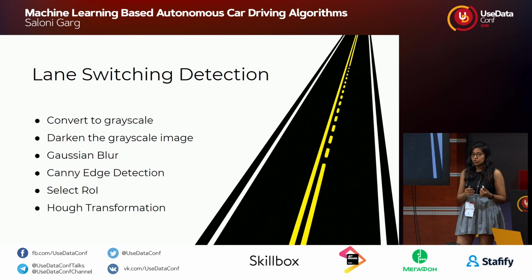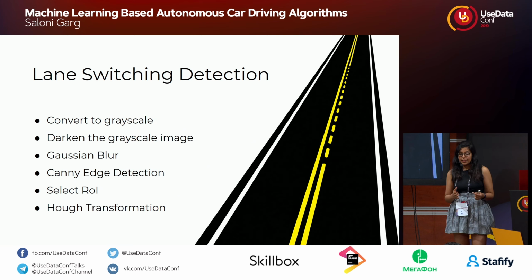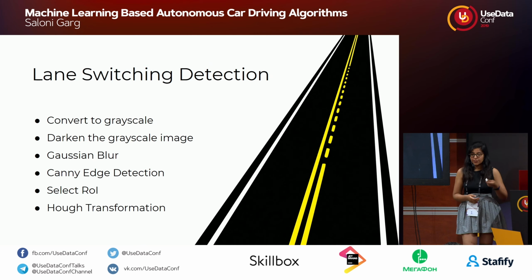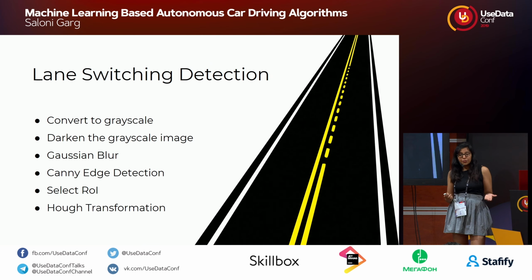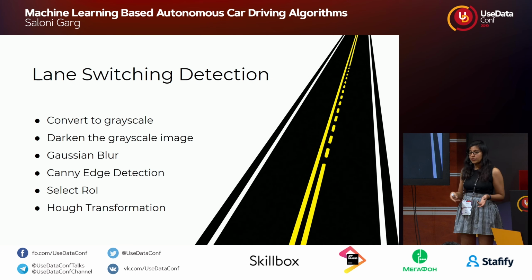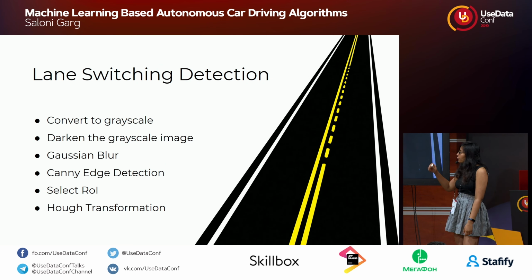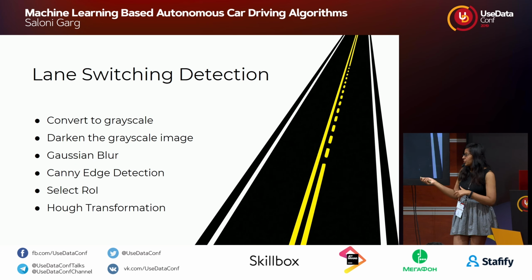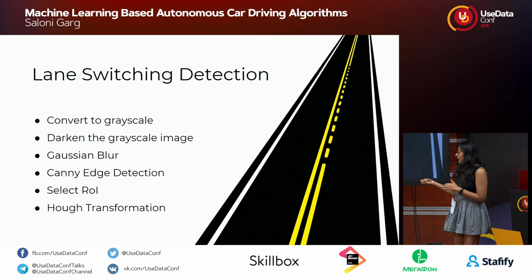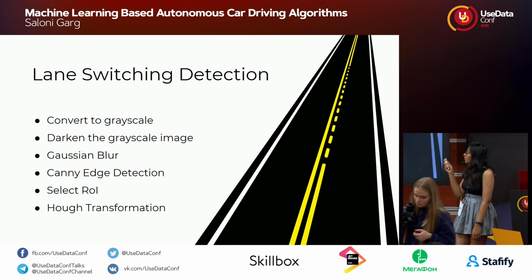In lane switching detection, what we are going to do is basically detect the lanes in which the vehicle is driving. And why we are concerned with detecting the lane is because there are specific traffic rules defined that you can only switch a lane in this case or that case. So that's why we need to detect the lanes. For detecting the lanes, this was the approach that we used. We first converted the image of the field of view into grayscale, and then we darkened the grayscale image. We applied Gaussian blur, we applied Canny edge detection, selected the region of interest, and applied Hough transformation. We'll see that one by one.